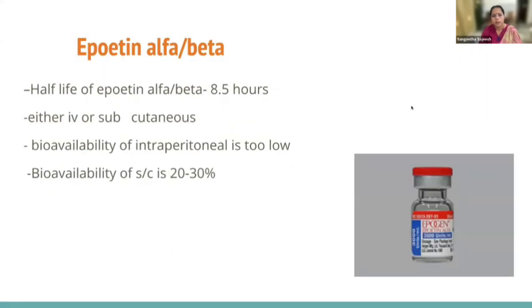So epoetin alpha or beta, its half-life is 8.5 hours. It could be given either IV or subcutaneous. The bioavailability of subcutaneous is around 20 to 30%. So these are among the commonest drugs used in the dialysis unit. The bioavailability of intraperitoneal is too low, so intraperitoneal administration is not advisable in PD patients.